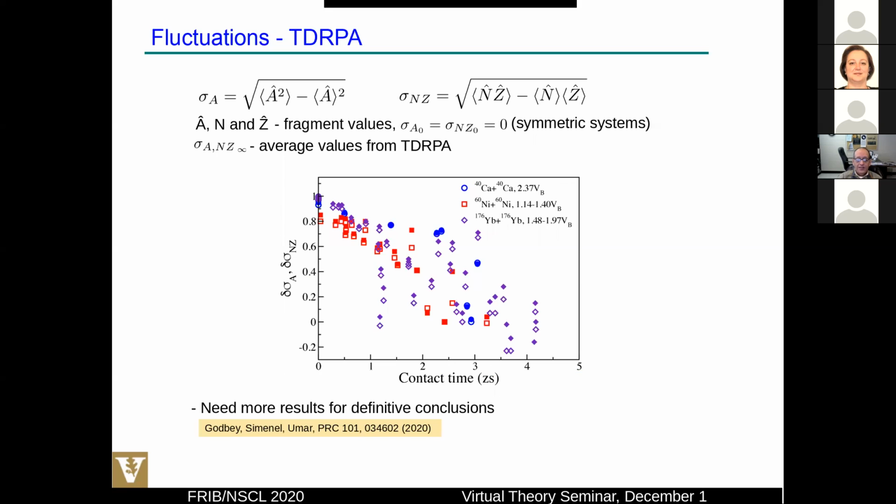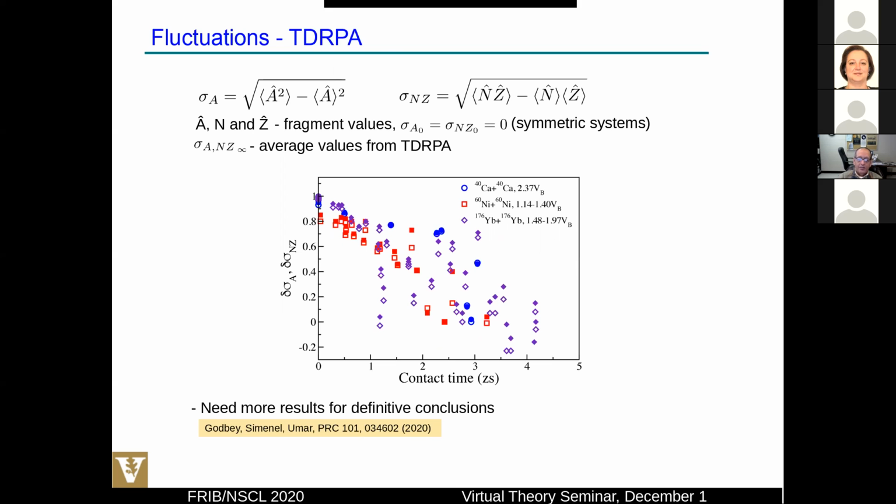Now, in trying to study fluctuations, you want to go beyond the mean field. The fluctuation is defined, say, the mass fluctuation would be the mass operator squared minus the mass squared. And you have the NZ correlations. These are well-defined quantities when you discuss fluctuation phenomena. Now, TDRPA detects the curvature of the distribution around the average value, and it does that by assuming a Gaussian distribution.